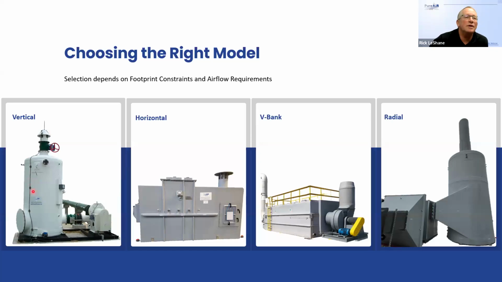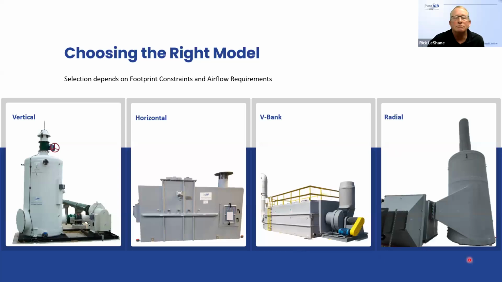Here we have a VBS, which is a vertical flow system. Here we have a horizontal flow system. We actually call this one our PBS. Here's our VTS, which is higher flow, lower profile, horizontal flow. This one's also a horizontal flow, our PBS. And we have our radial flow, which is another good model for higher flows.